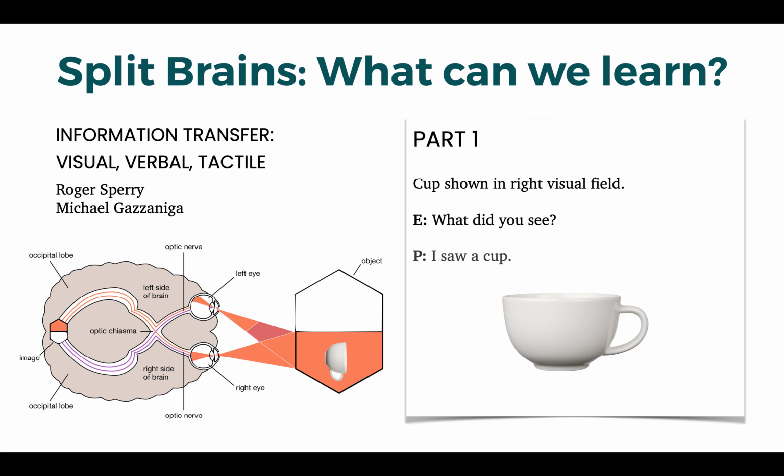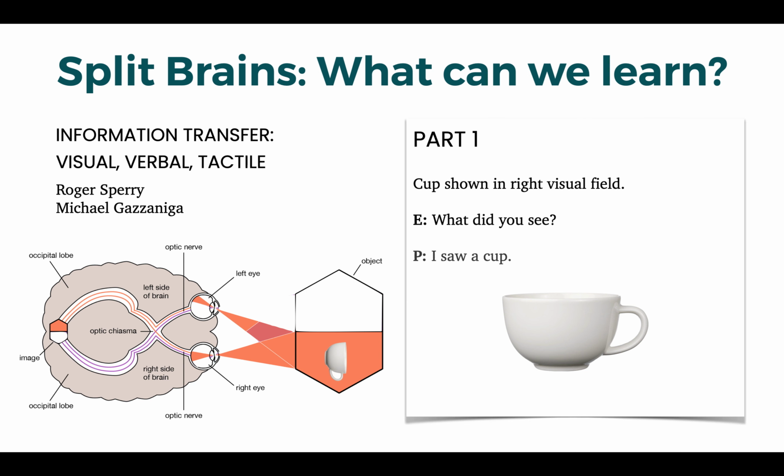So what happens in the next part of the experiment? We'll do the same thing again, but now we are working with the left visual field, and we're going to show them a spoon. The experimenter asks, "What did you see?" And the patient says, "I don't know. I mean, there was something, but I have no idea." Does the patient actually know what they saw? So why are they saying, "I don't know"?